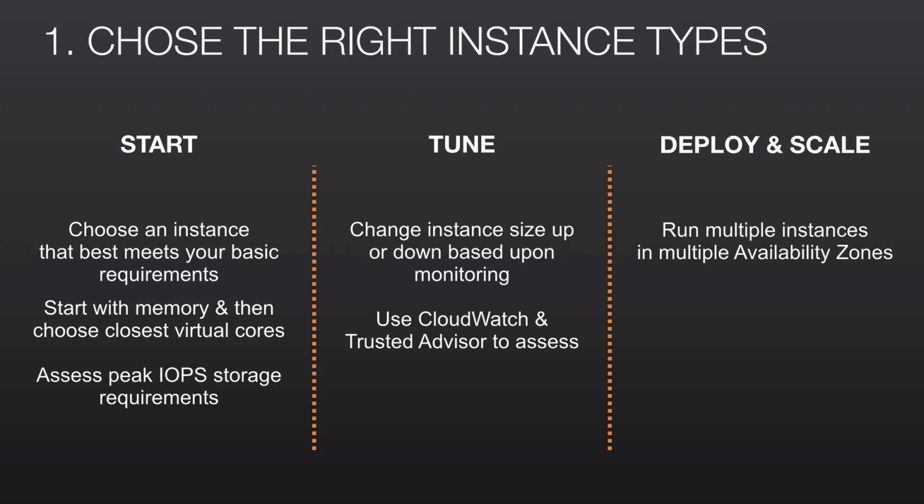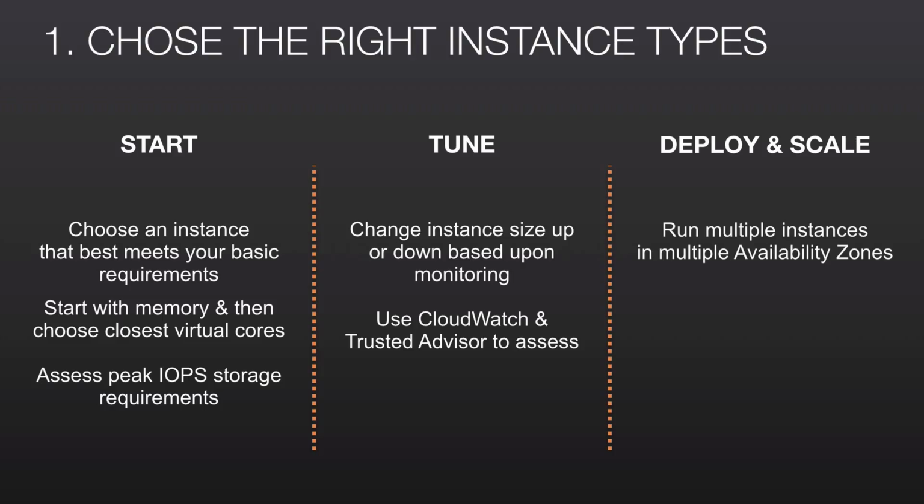You can choose an instance that best meets your basic requirements from the M series, M3 series, or R3 family perhaps, starting with memory, trying to choose the closest amount of virtual cores to what you believe your workload's going to need, and assessing peak IOPS storage requirements at this time, so I/O per second requirements as well. And you can tune that.